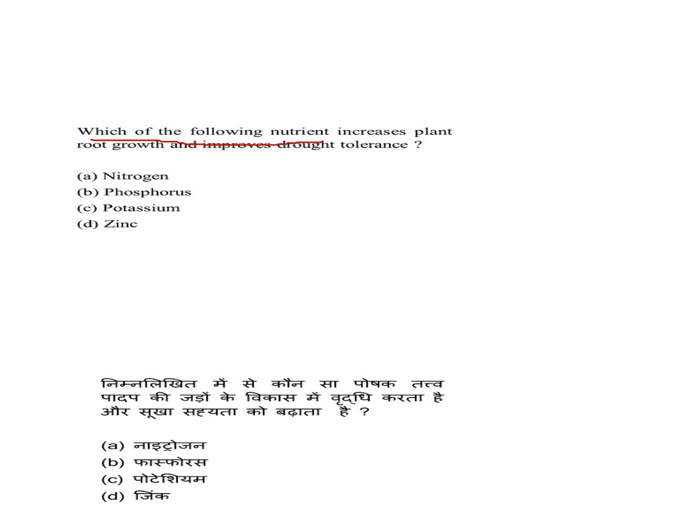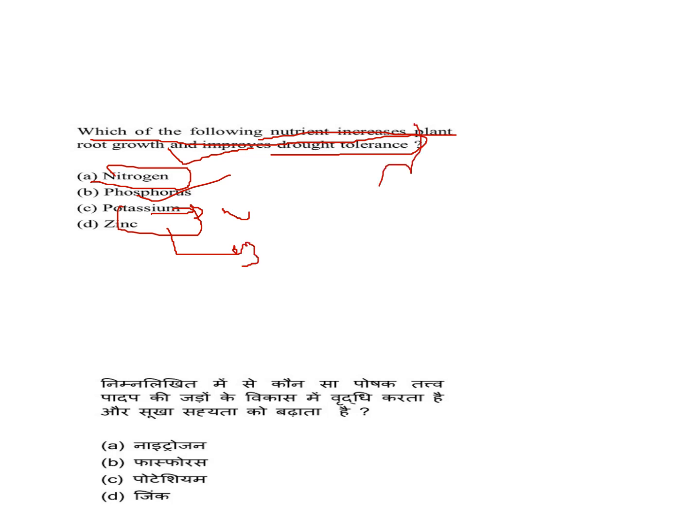Which of the following nutrients increases plant root growth and improves drought tolerance? Plant root growth is highly increased by phosphorus. So the answer is phosphorus. Nitrogen increases vegetative growth in a luxuriant way. Potassium is for maintaining osmotic balance and water retention, whereas zinc is for hormonal regulation and bulk root structural development, and it is also used for enzyme activation. So according to the question, root growth develops extensively and drought tolerance is high with phosphorus.